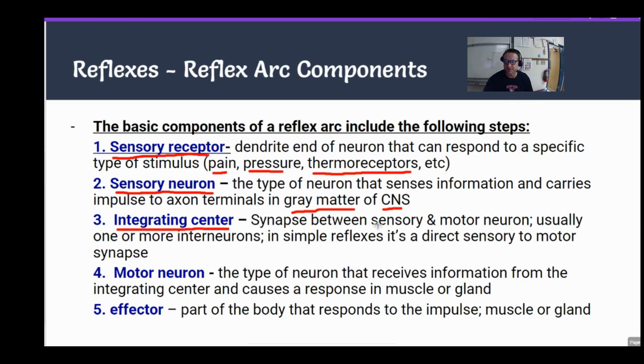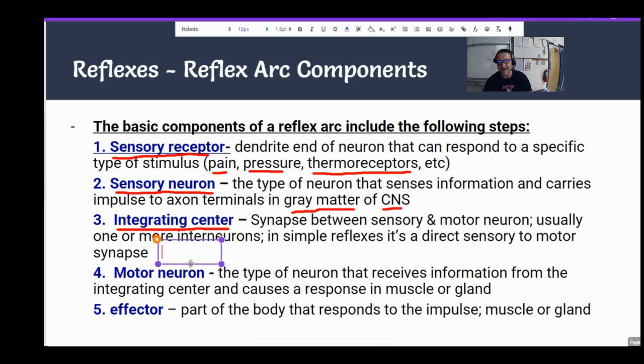So the synapse between the sensory and motor neuron. There's usually one or more interneurons between the sensory neuron and the motor neuron. In a simple reflex, it's a direct sensory to motor synapse. And remember, if it's a direct sensory neuron to the motor neuron with no interneuron in between, that reflex is going to be called a monosynaptic reflex.